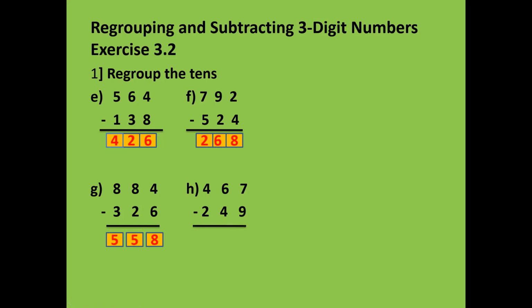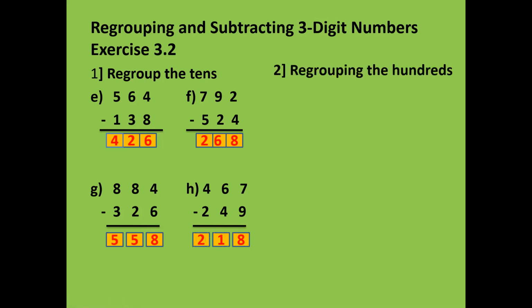Next here, we also need to borrow 1 from 6. Why? Because we cannot subtract 9 from 7. 7 is smaller than 9. Because of that, I will borrow 1 from 6. 6 will be 5 and this 7 will be 17. Now take away 9 from 17. After 9: 10, 11, 12, 13, 14, 15, 16, 17. It is 8. Now take away 4 from 5, so it will be 1. Take away 2 from 4, it will be 2.